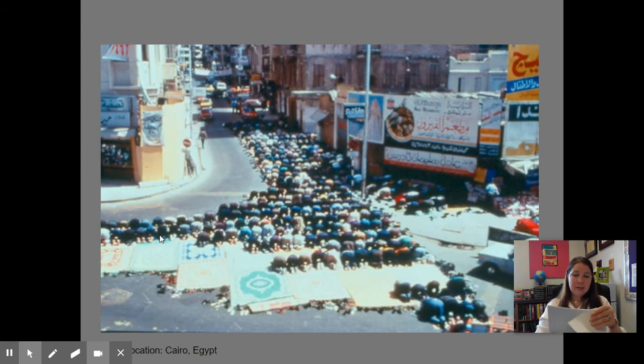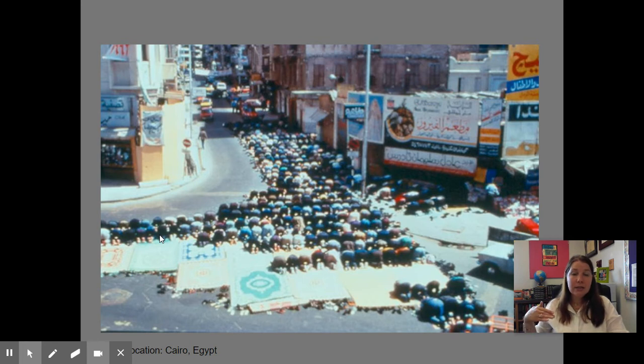In the next slide, this is Cairo, Egypt, and this is a street. In this slide, we see a large group of Muslims engaged in daily prayers on the streets of Egypt. They have gathered to pray at noon, one of the 5 times each day that Muslims are supposed to pray.